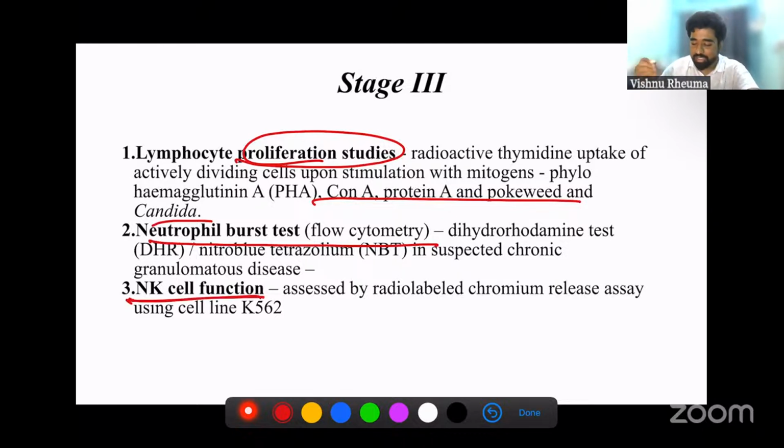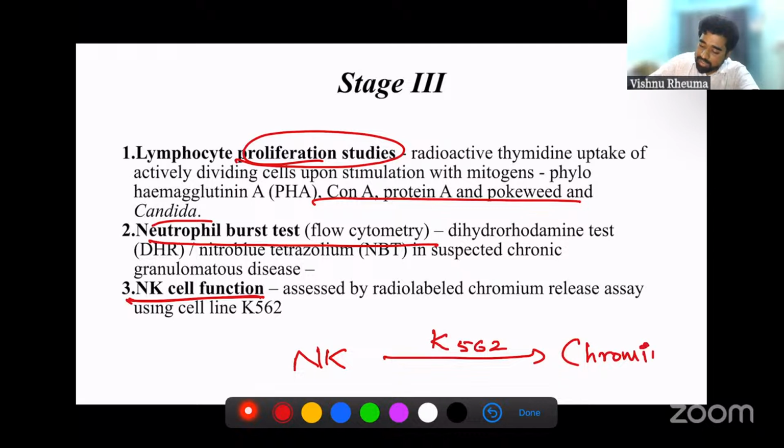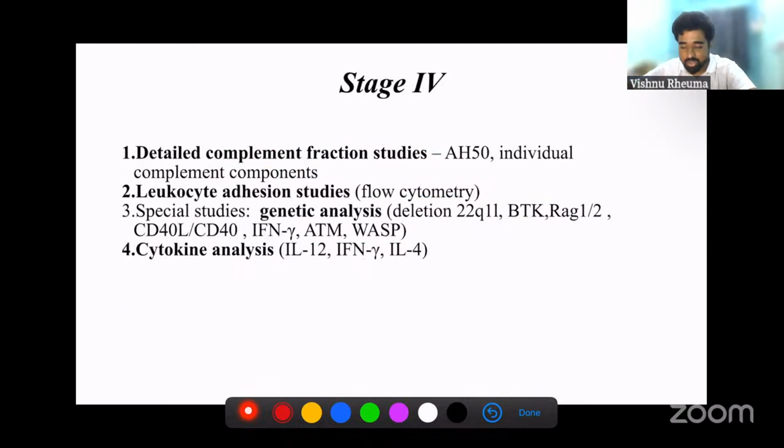And NK cell function. What happens is whenever the NK cell is triggered using some cell line like your K562, it will release chromium. So whenever chromium is released, you will radiolabel it and you will assay it, right? So this is your NK cell testing. This is also stage 3.